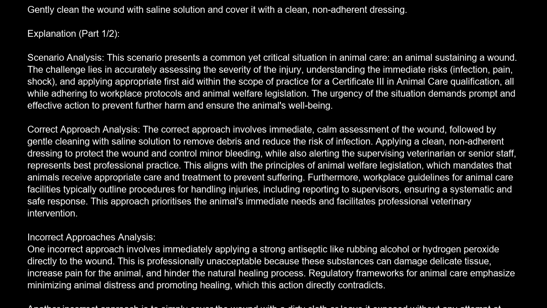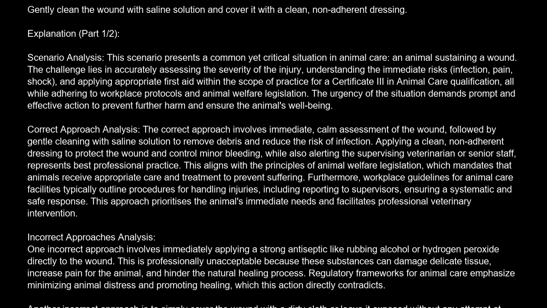Correct approach analysis. The correct approach involves immediate, calm assessment of the wound, followed by gentle cleaning with saline solution to remove debris and reduce the risk of infection. Applying a clean, non-adherent dressing to protect the wound and control minor bleeding, while also alerting the supervising veterinarian or senior staff, represents best professional practice.